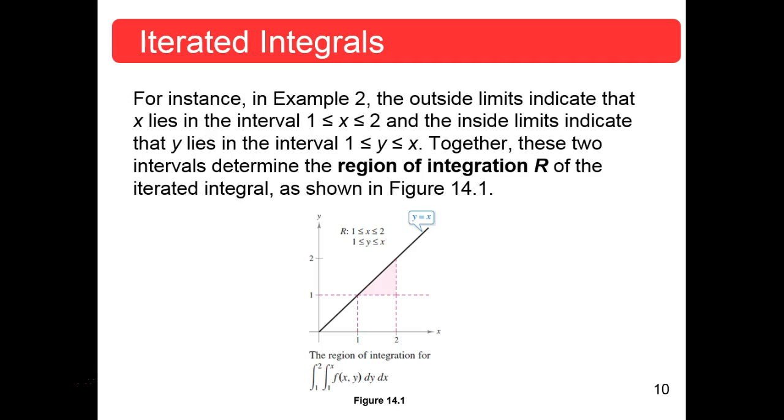For instance, in example 2, the one we just did last time, the outside limits indicate that x lies in the interval from 1 to 2. The inside limits indicate that y lies in an interval of 1 to x. So you see there's a variable x, so that has to be integrated first, the innermost integral. Together those two intervals determine the region of integration R of the iterated integral, and that's shown kind of here.